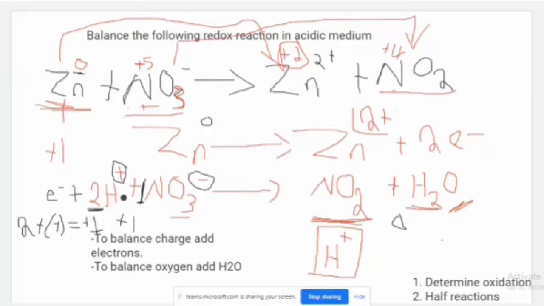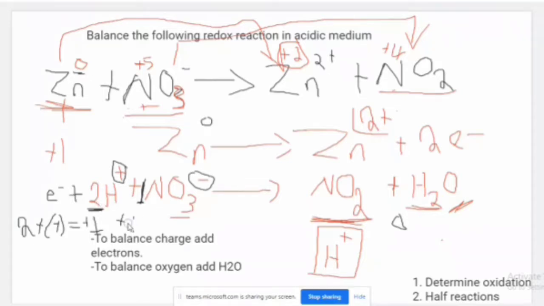So we have balanced our reduction half equation in terms of number of atoms and also in terms of charge. So both half reactions are balanced in terms of number of electrons, number of atoms and also charge. So it would be 2 hydrogen plus nitrate equals, is it nitrite and water? Yes. So we're almost done.